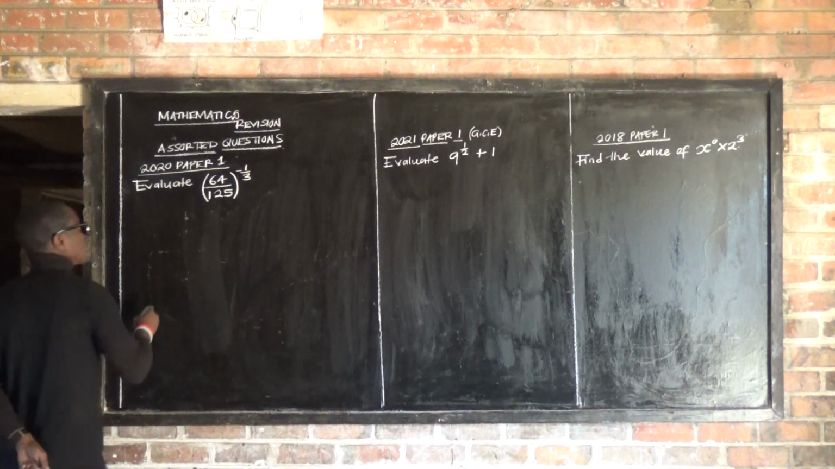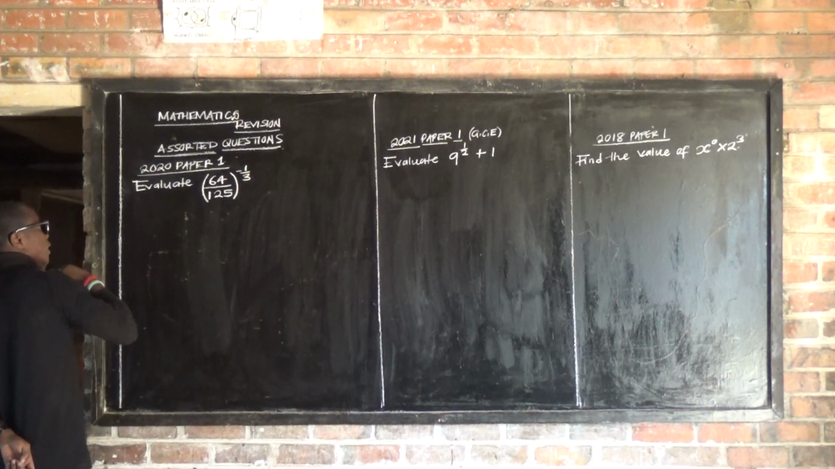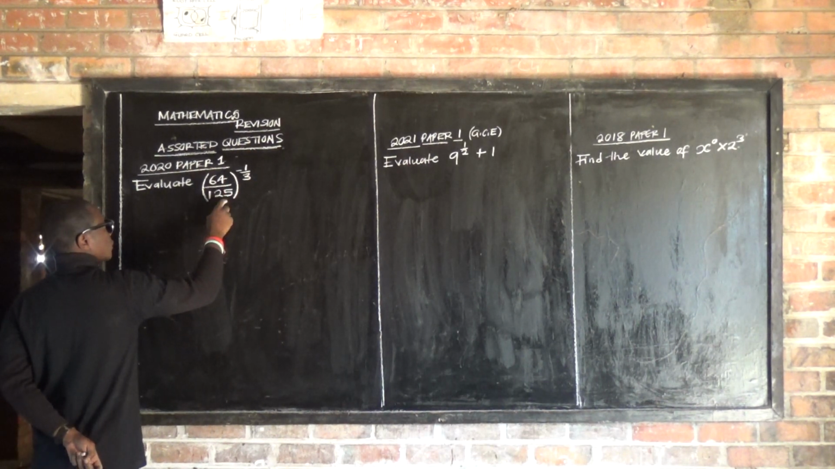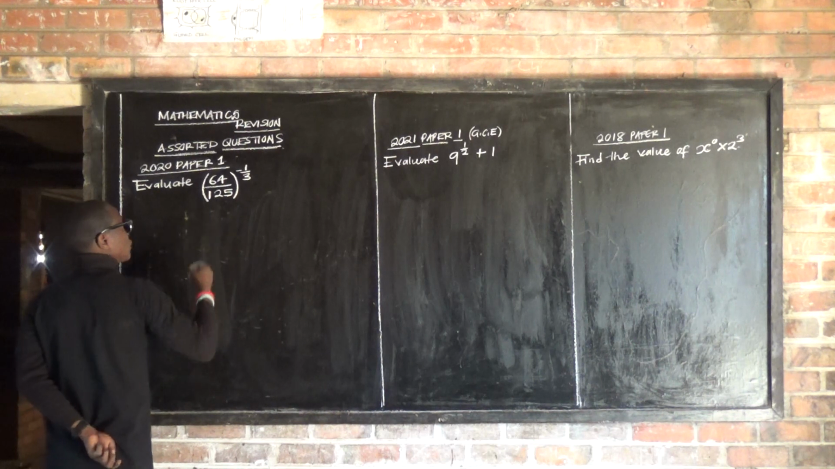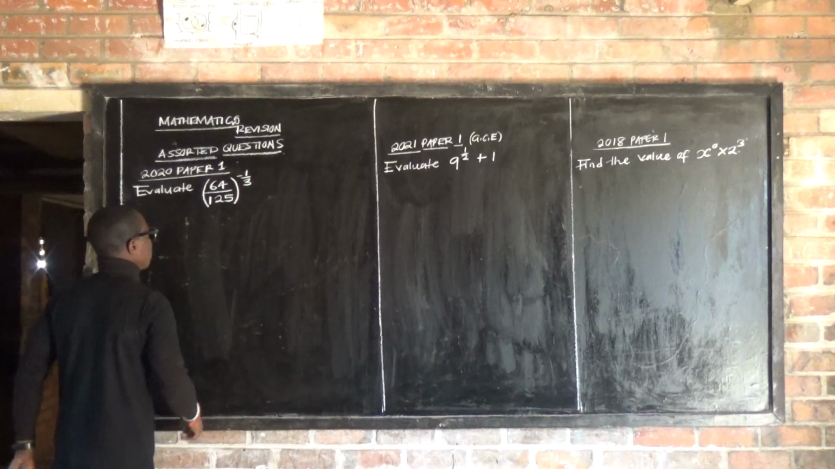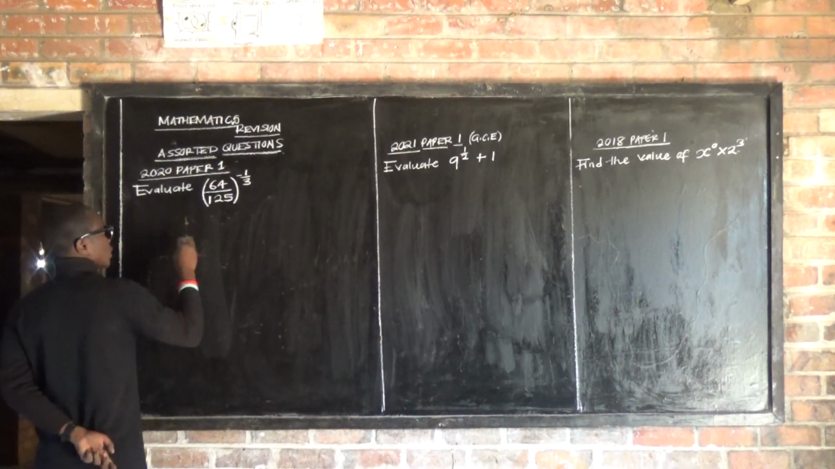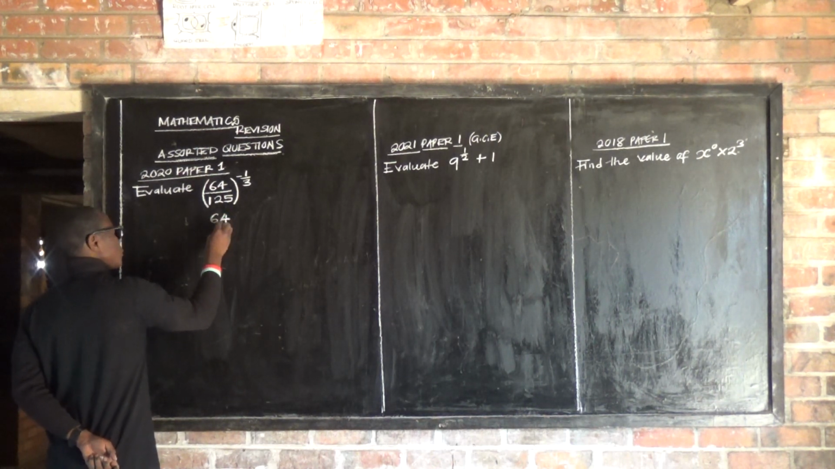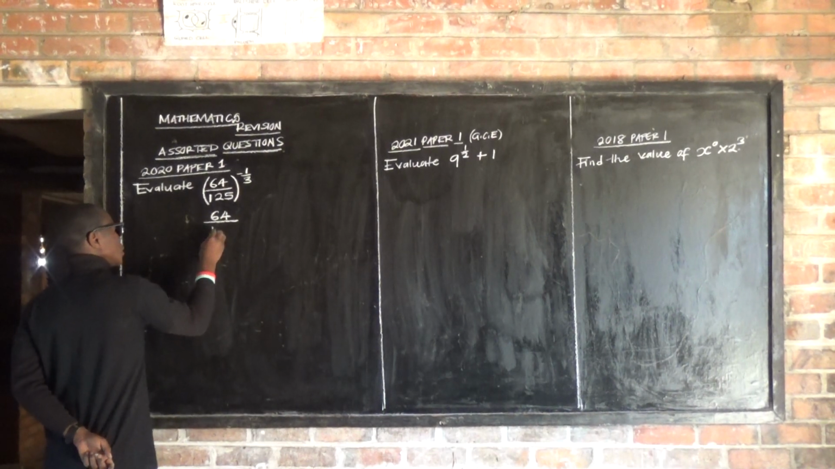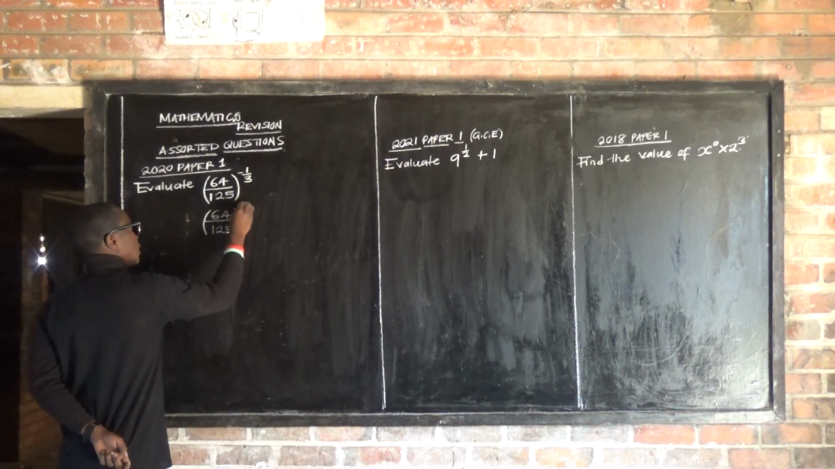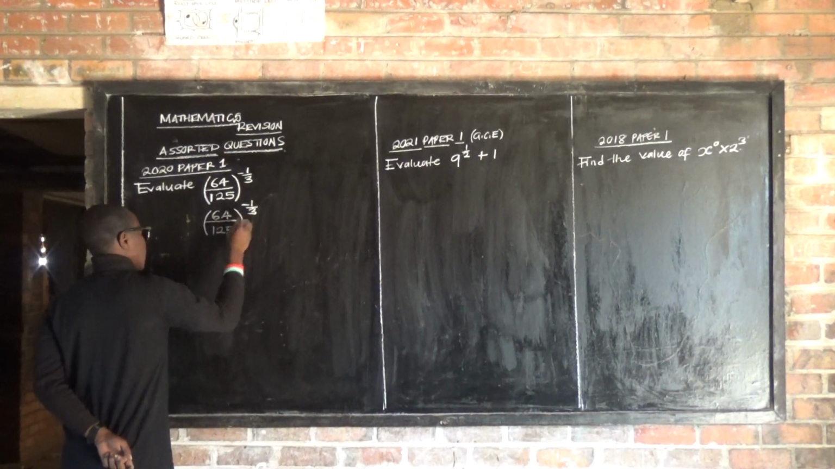2020 paper 1, we are told to find the exact value of (64/125) raised to the power negative 1 over 3. So we are told to evaluate, meaning to find the exact value of this expression. So we have 64 over 125 inside the brackets raised to the power negative 1 over 3.